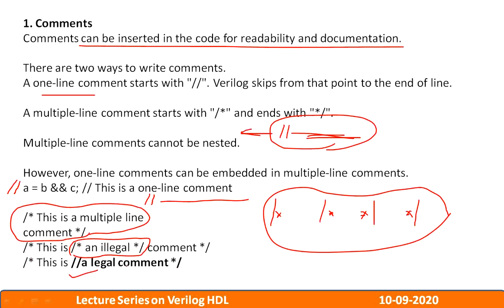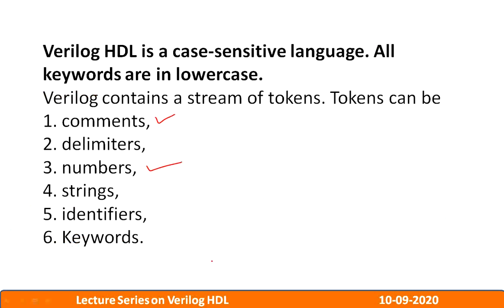Within a multi-line comment, I can put a single line comment. So this is acceptable. So this way I can write, but definitely not the other way. So this is all about your commenting options. That is the first kind of tokens.